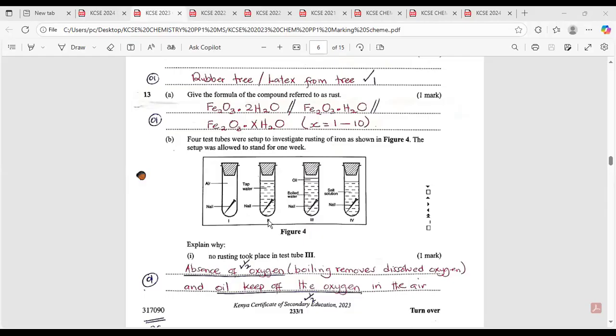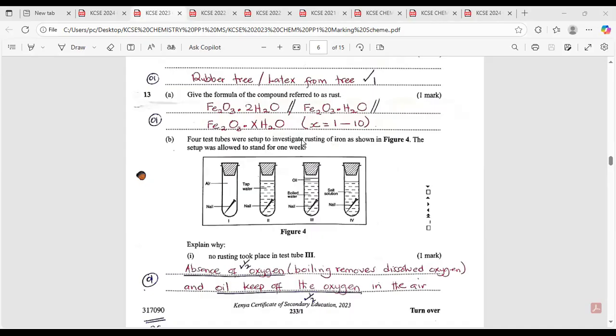Roman 2, we can see it is tap water. So tap water contains oxygen. Then Roman 3, there is oil. So meaning that the water was boiled. And after boiling the water, it means there is no air. Then Roman 4, there was salt solution and the nails.